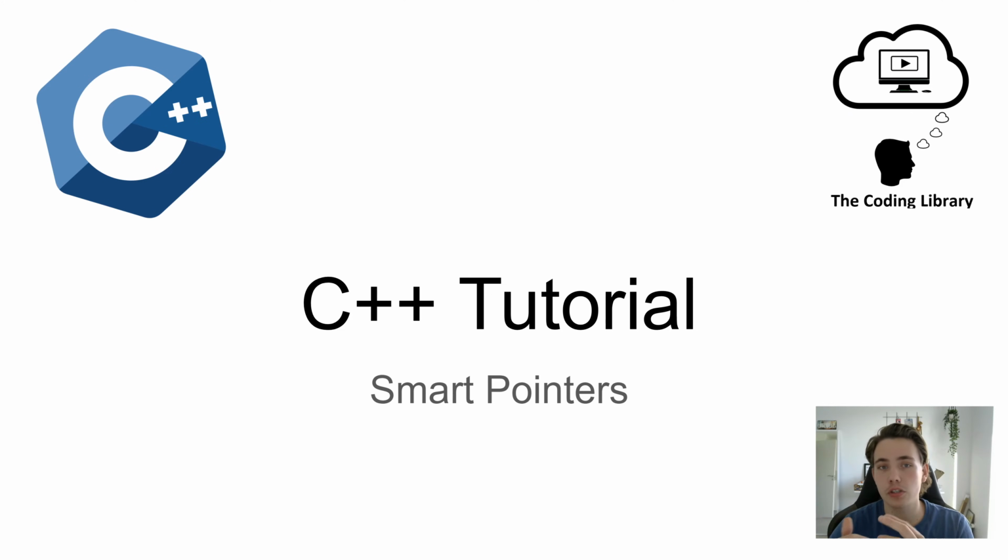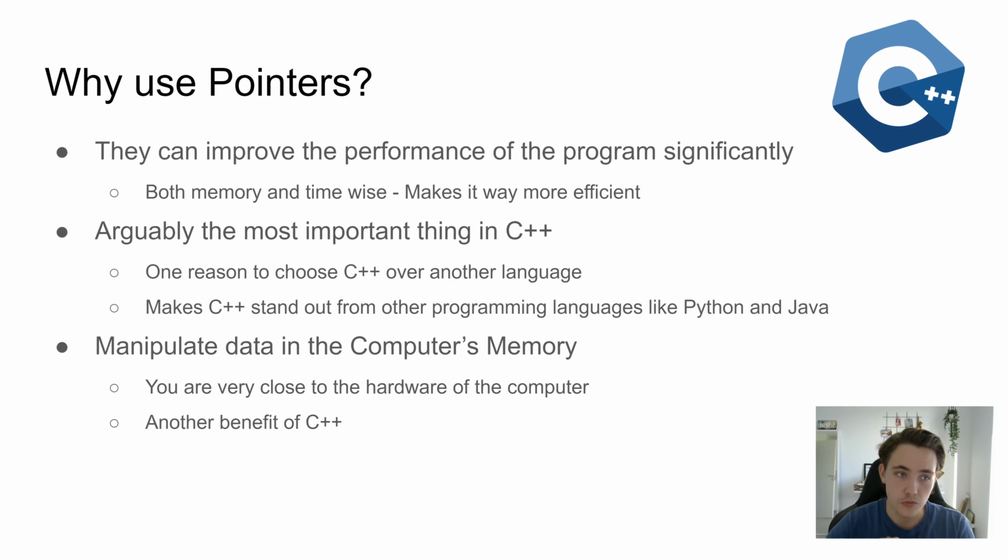In the last video we talked about pointers in C++ and how we can use them and what they can be used for. In this video we're going to talk about smart pointers and why they're smarter than just using the original pointers, as we also went over a bit in the previous video. So first of all, why do we use pointers in C++ and in programming?